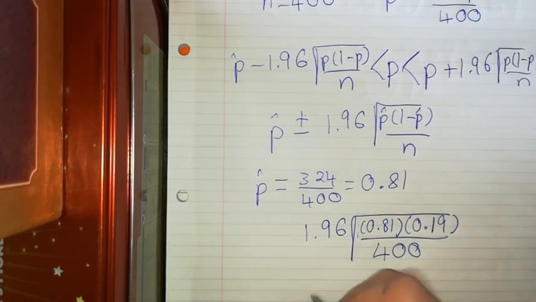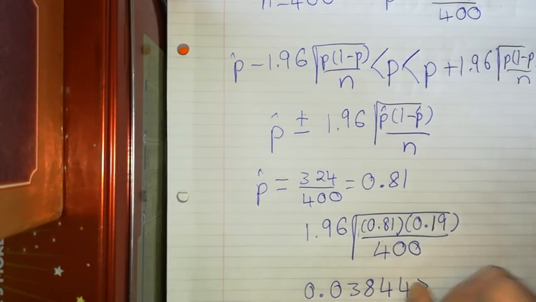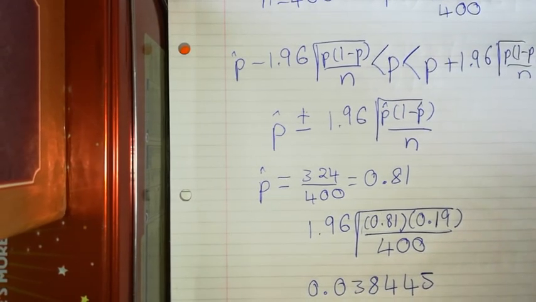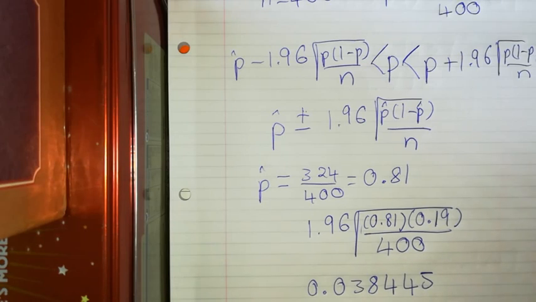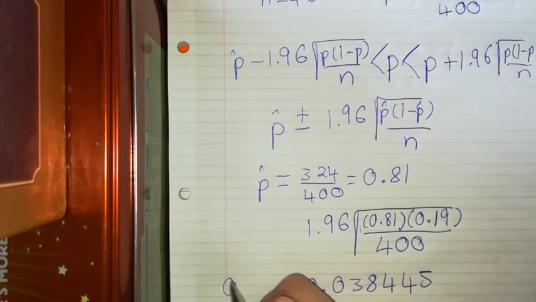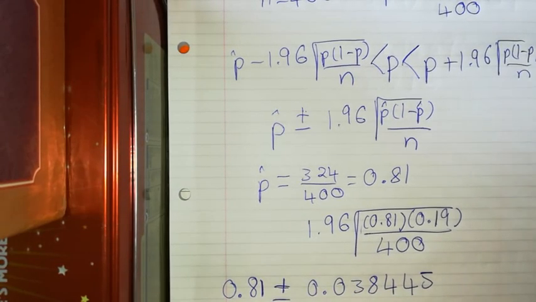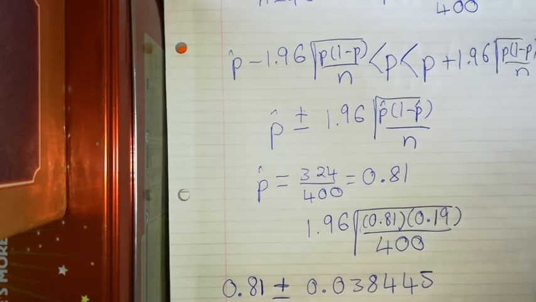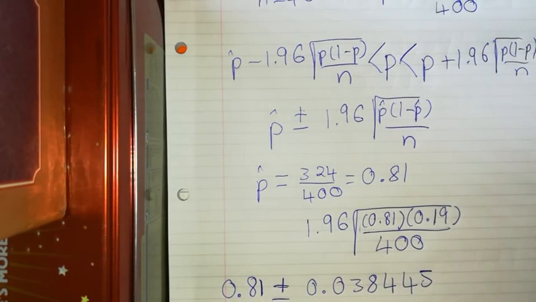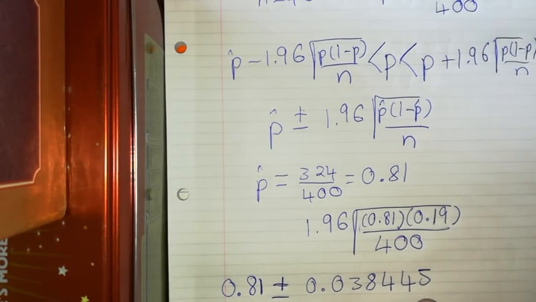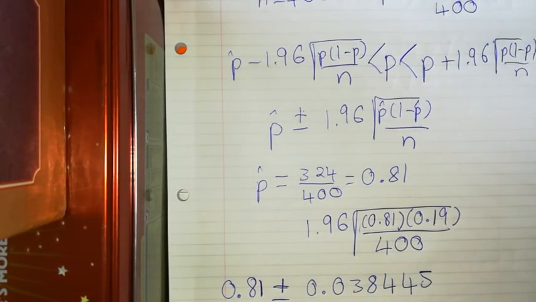And then I get 0.03845. So the p I got was 324 over 400. So it's going to be p plus or minus this, so 0.81 plus or minus this. And it says correct to 2 decimal places, so I'll put 0.81 plus or minus 0.04, correct to 2 decimal places, but we have it in there anyway.